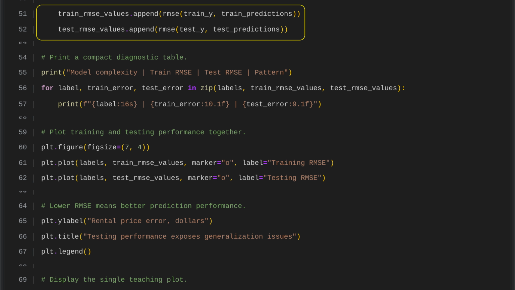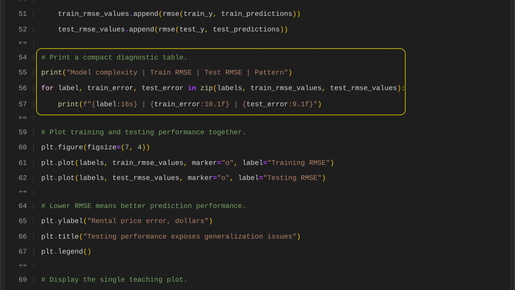The code records the root mean square error for both training and test predictions. Training error shows how well the model fits the data it learned from, while test error shows how well it performs on unseen data. Tracking both helps compare model performance across different levels of complexity.